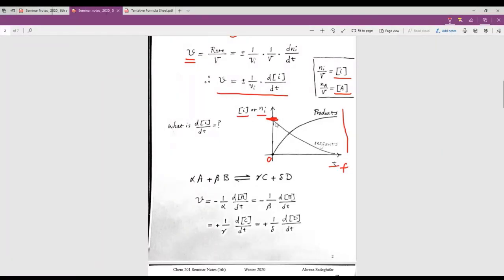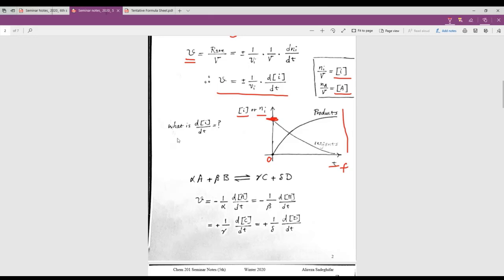So the initial concentrations are non-zero for the reagents. And then as the reaction proceeds, they decrease in amount or in concentration, and they go to 0 at the very end when the reaction is complete. For the products, they usually start from 0, not always, and then they increase in amount until they get to their final values when the reaction is complete.